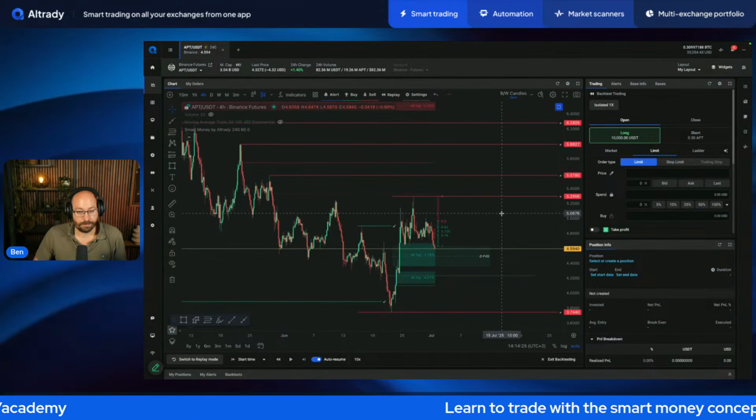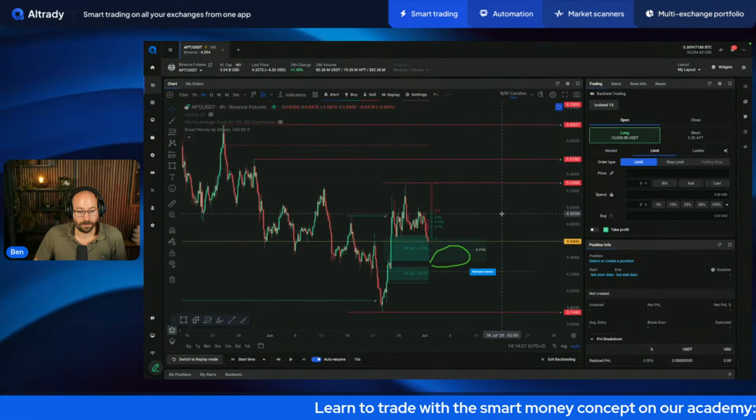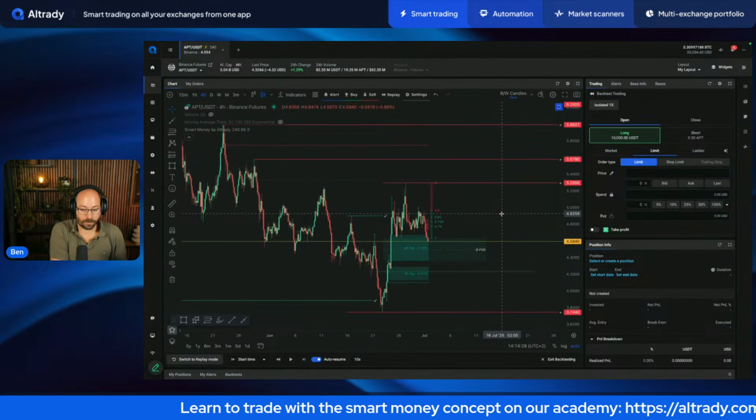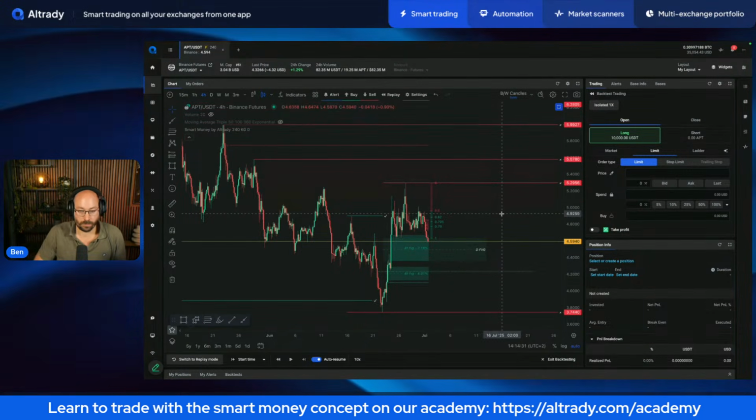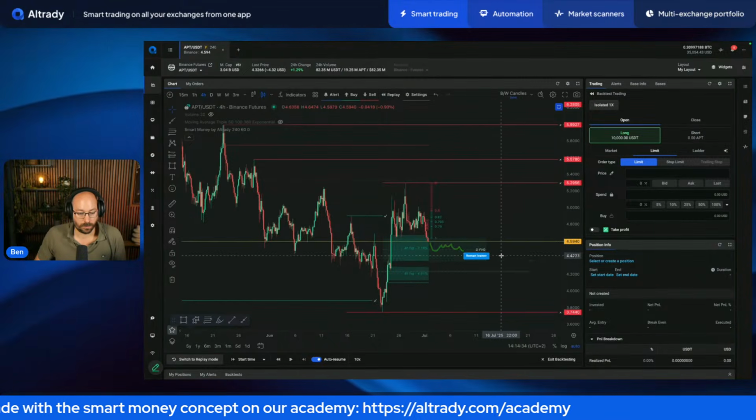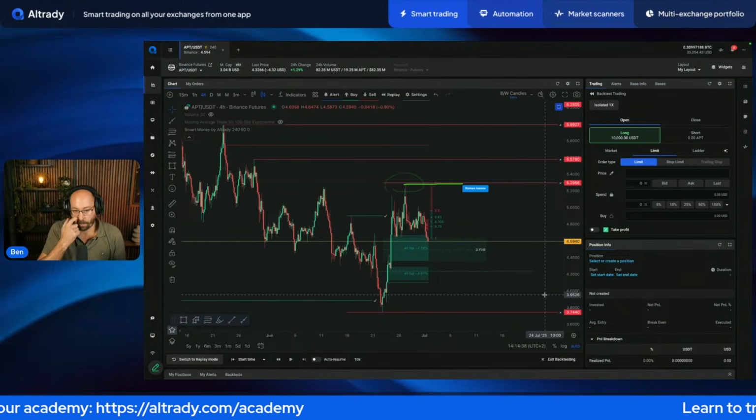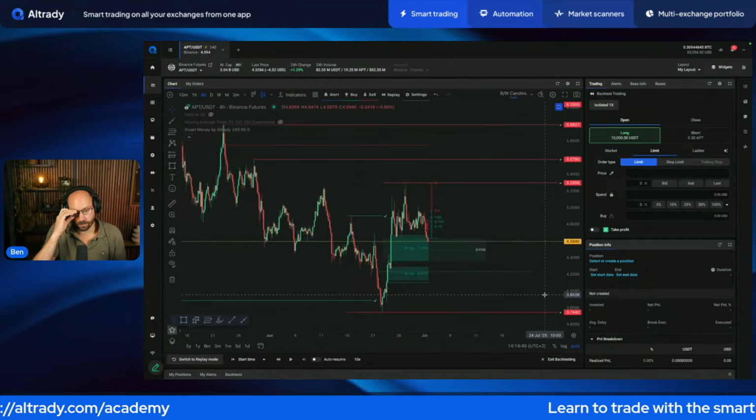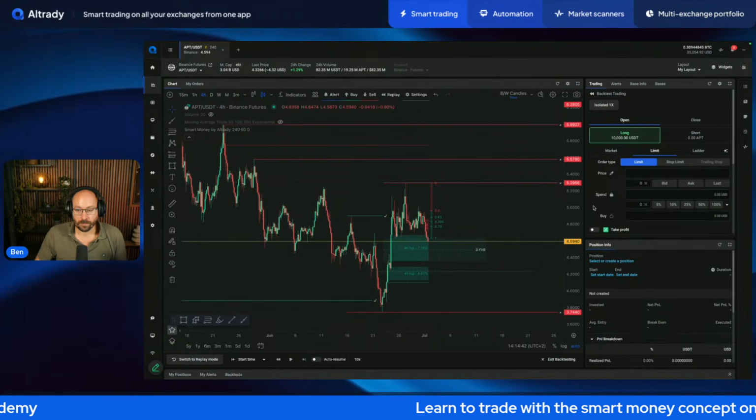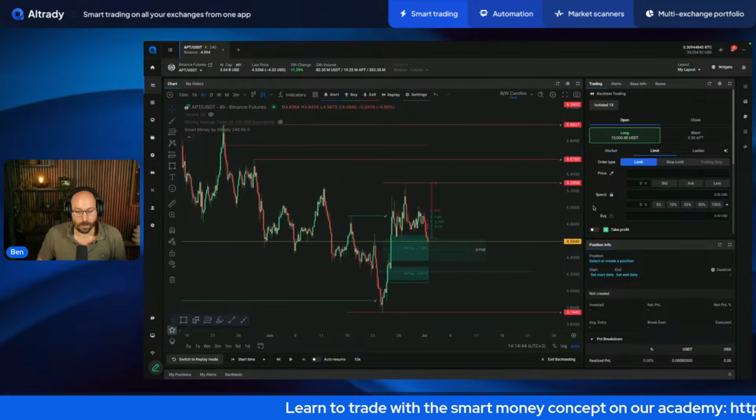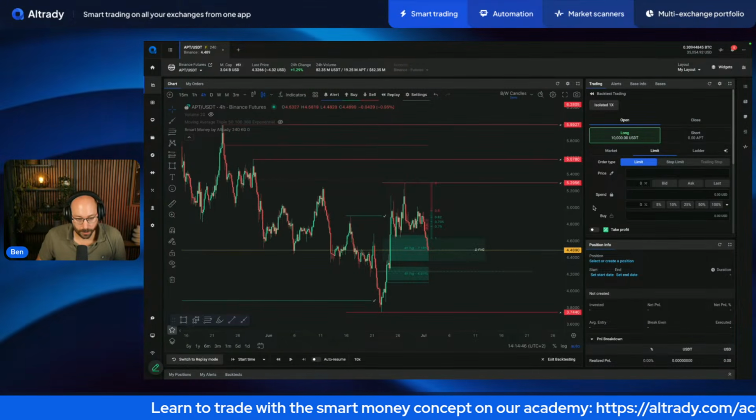But obviously you need to see the reaction within this daily fair value gap and 4 hour fair value gap that you have here to see how it interacts with this area. If it has a reaction, and then as soon as you break this structure, then you can easily take longs. So right now we'll go for a long anyway.